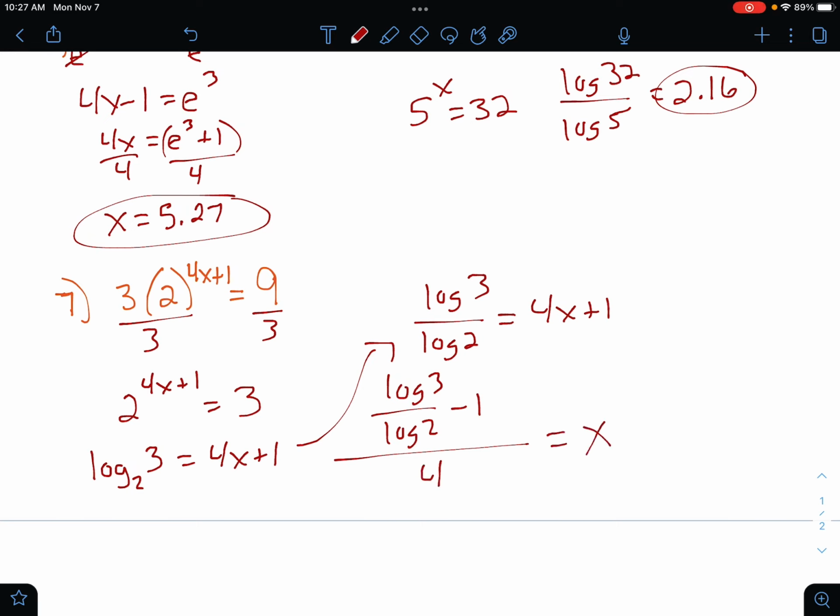I'm writing that out because I want to show you what I'm putting in my calculator. So I'm going to do all of that, and you can hit enter, but I'm not going to round until the very end. So I'm going to do log of 3 divided by log of 2, hit enter, subtract 1, hit enter, divide by 4, hit enter. So x comes out to be 0.15, and that's your answer.